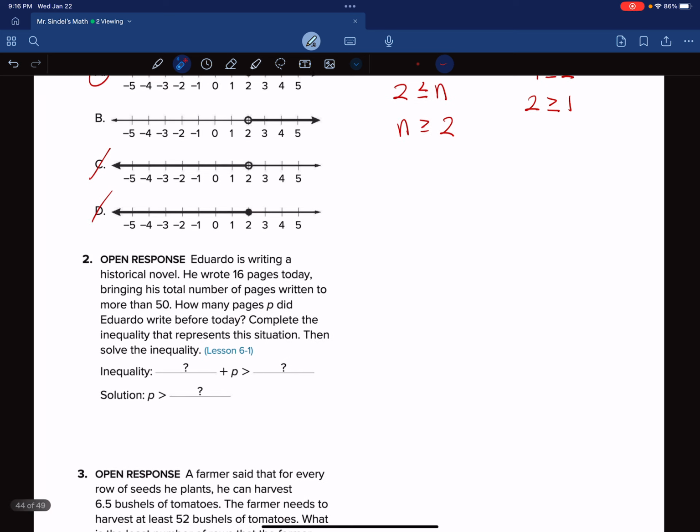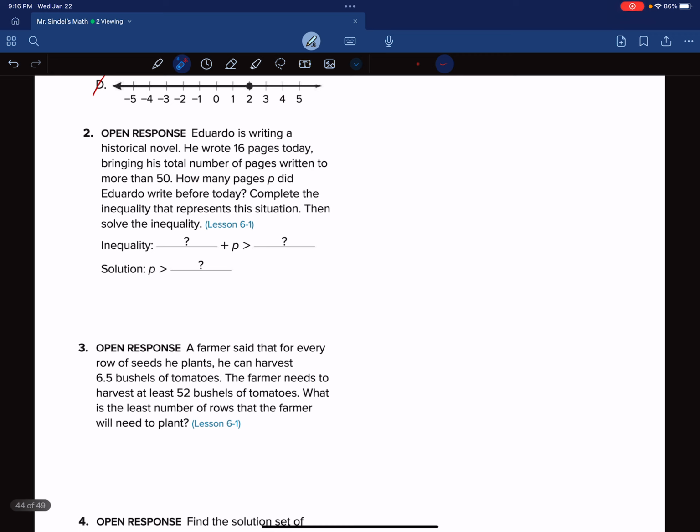All right, number 2. Open response. Eduardo is writing a historical novel. He wrote 16 pages today, bringing his total number of pages written to more than 50. How many pages P did Eduardo write before today? Complete the inequality that represents the situation, then solve the inequality. All right, so I already know that I'm going to be filling in some things here. Luckily, I have some whiteout, so I can get rid of that question mark, get rid of that question mark, and get rid of that question mark as well.